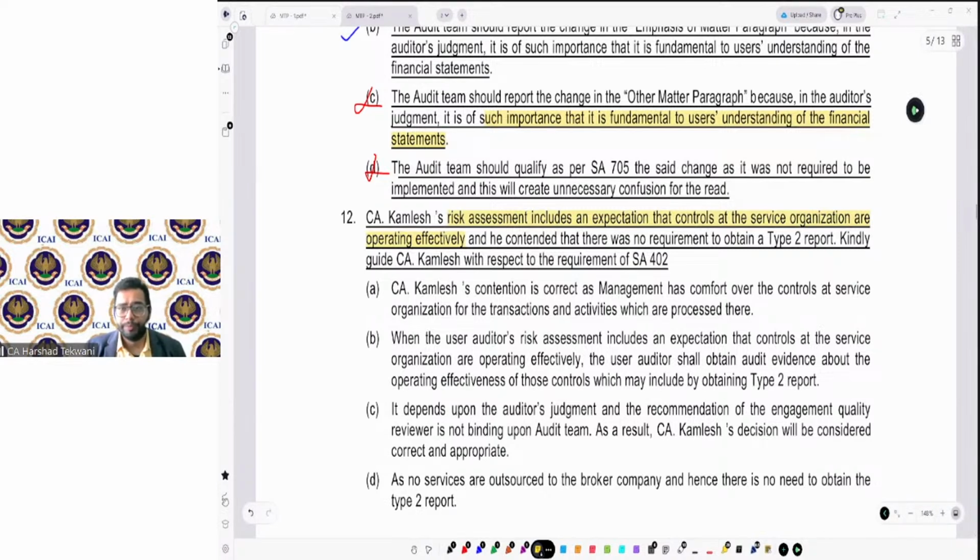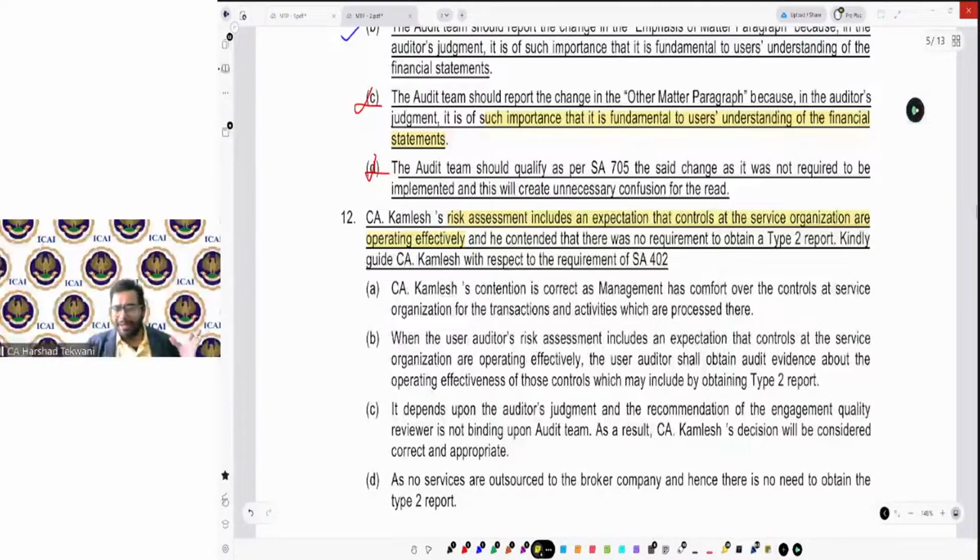Is there any alternative to the type 2 report?